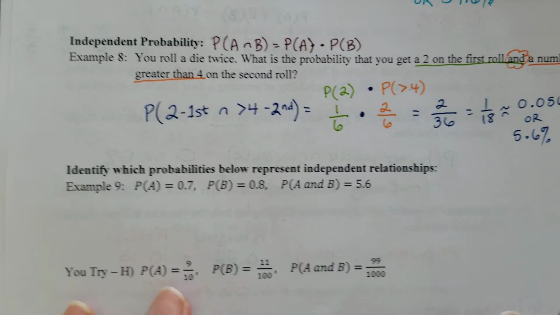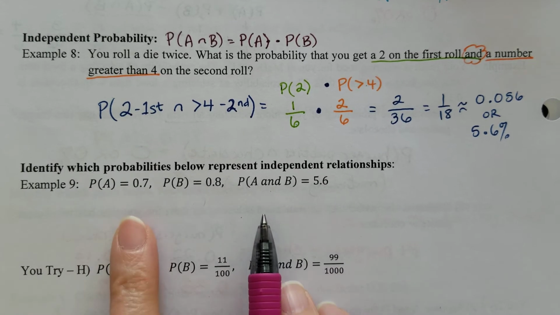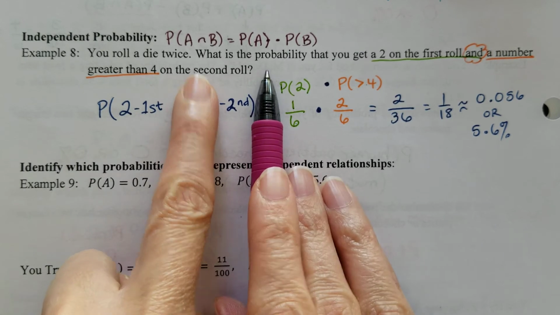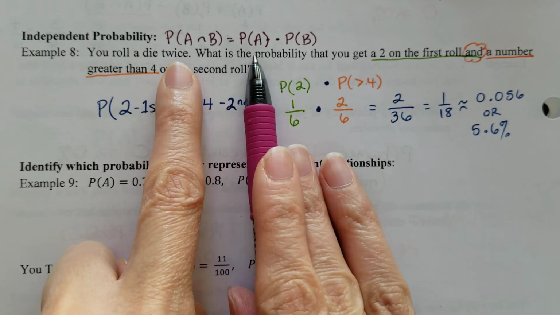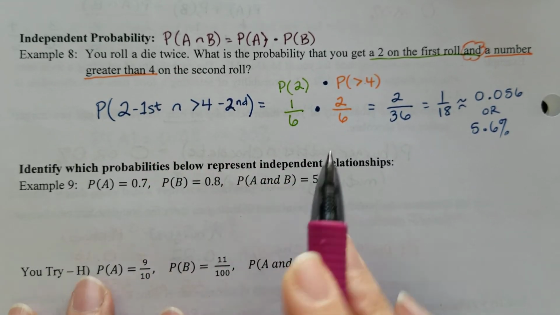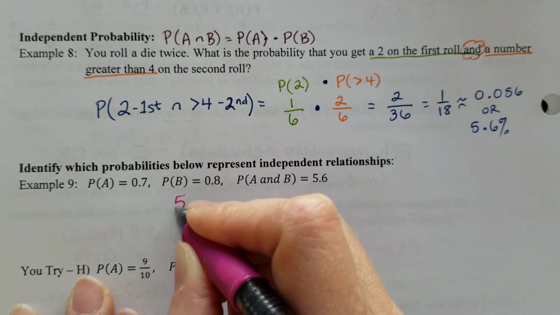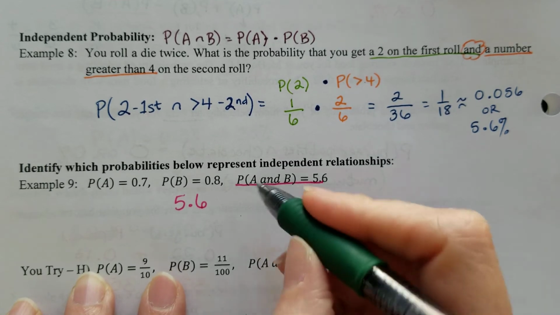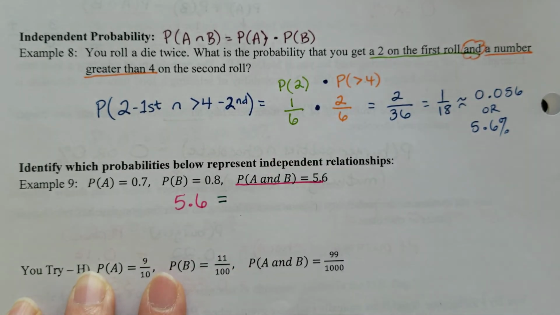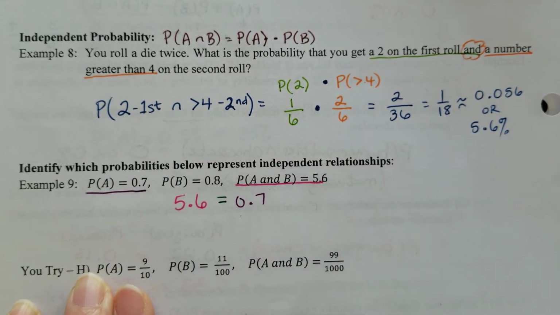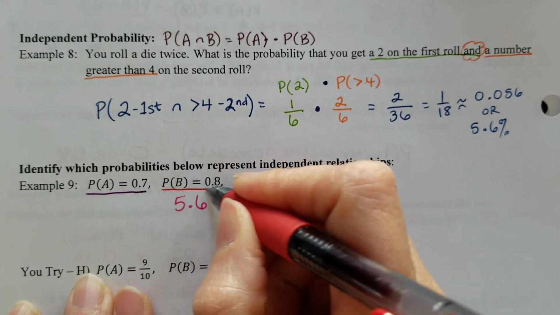The next question is asking us to prove whether or not there's an independent relationship. They've given us all the pieces, and it's our job to see whether or not this is true. So we're going to set this problem up by plugging in what we know and then testing the math. So the probability of A and B, we're told here, is 5.6. So if we did 5.6, and that's coming from here, it should, if they're independent, equal the probability of A, which we're told is 0.7, times the probability of B, which we are told is 0.8.